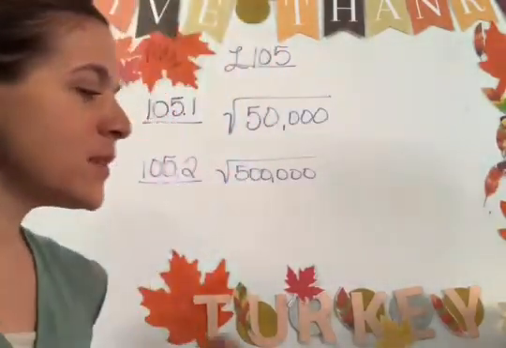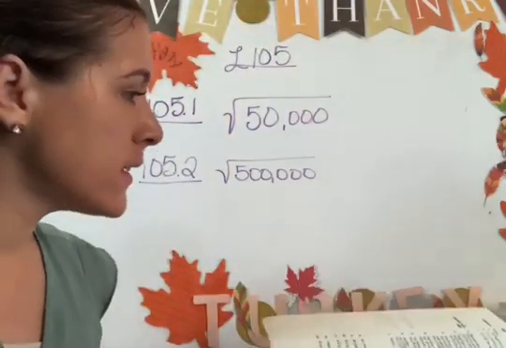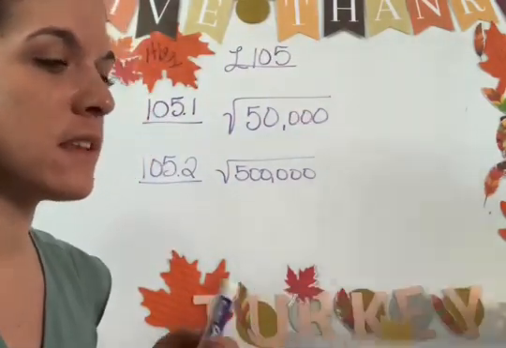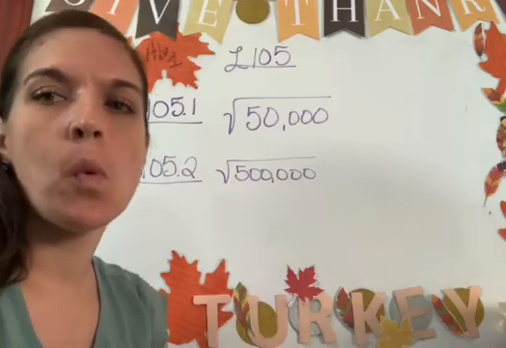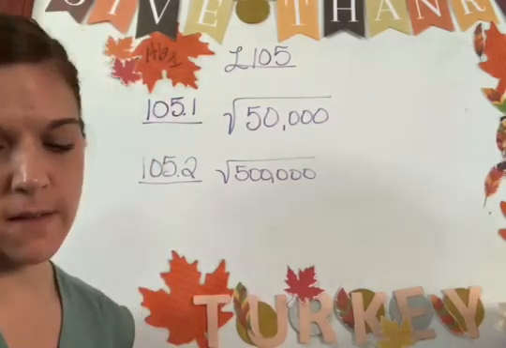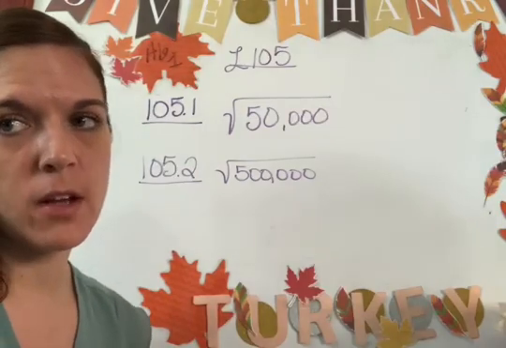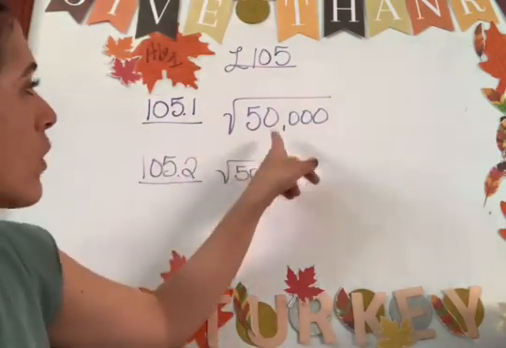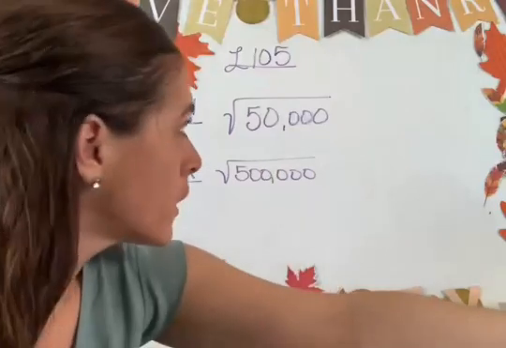Here we go. We're doing lesson 105. It's actually a very fast lesson. If you hold on to one rule, you will fly through this lesson and feel super confident, okay? What we're doing is taking the square roots of very large numbers.